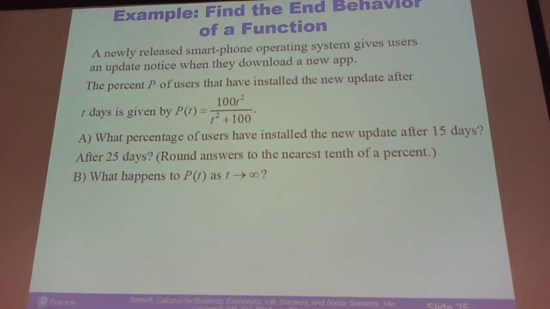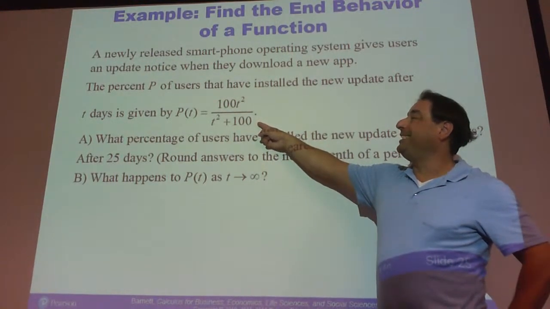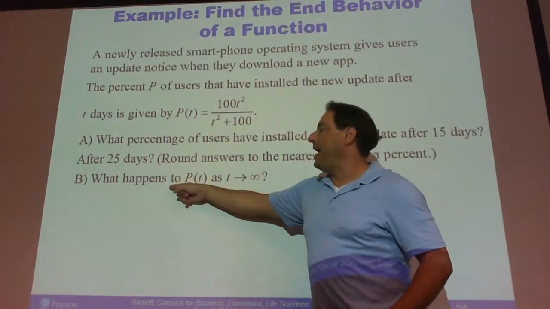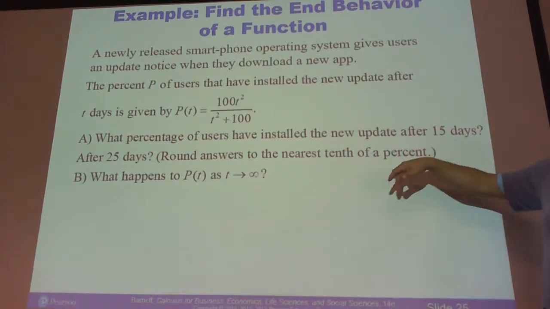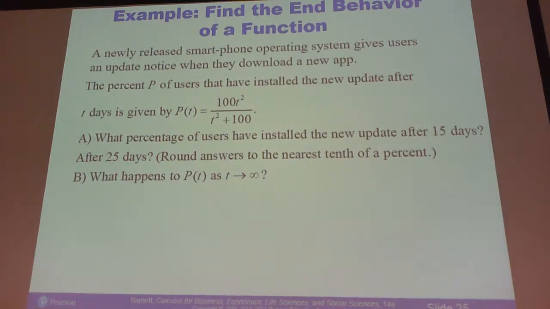So, last one. A newly released smartphone operating system gives users an update when they download a new app. The percent P of users that have installed the new app after t days is given by P of t equals 100t over t squared plus 100. What percentage of users have installed the new app after 15 days, 25 days, and what happens as you go to infinity? So bottom line, I want you to plug this into y equals, go to the table feature, see what happens in 15 and 25 days, and then what happens as we go to infinity? See if you have any asymptotes.